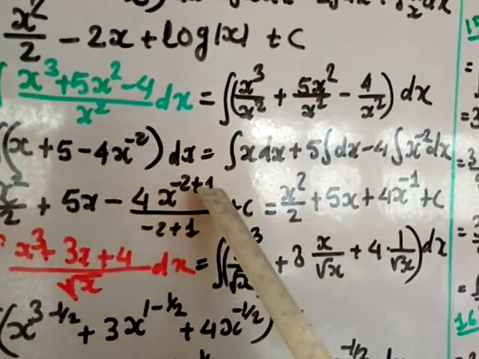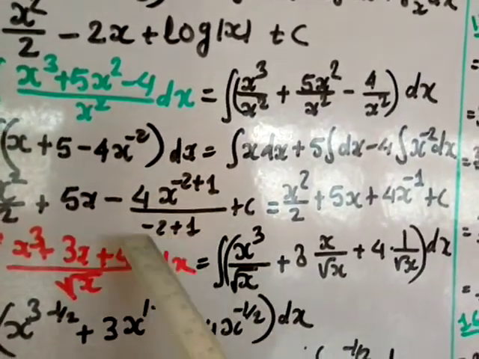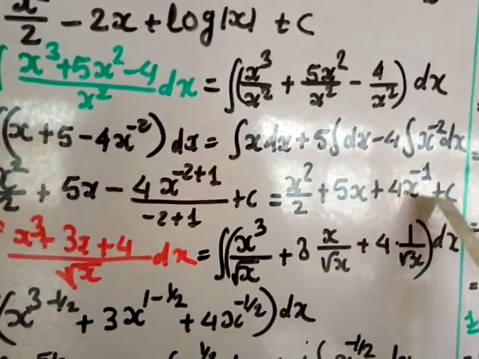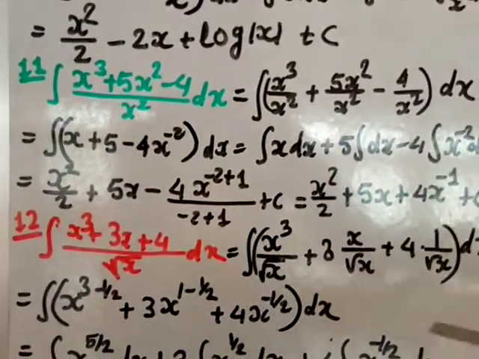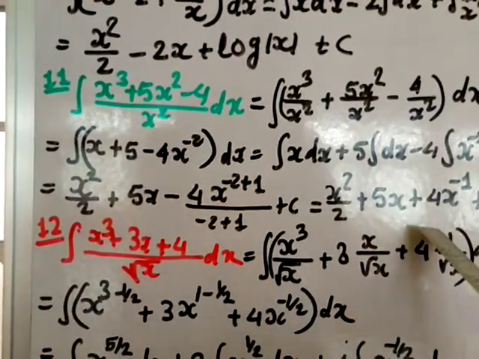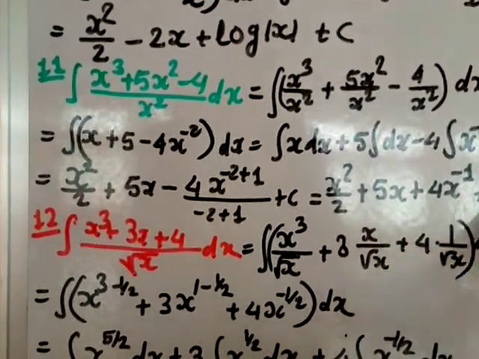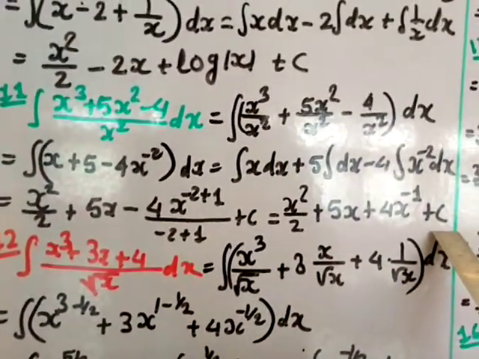4x power minus 2 plus 1 means minus 1. Minus 2 plus 1 is minus 1. This minus and this minus, so plus x power 4 into x power minus 1 plus c. This x power minus 1 we can take in the denominator, so we get 4 by x. So answer will be x square by 2 plus 5x plus 4 divided by x plus c. So that is the answer for question number 11.